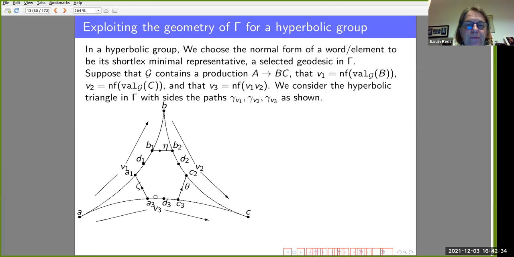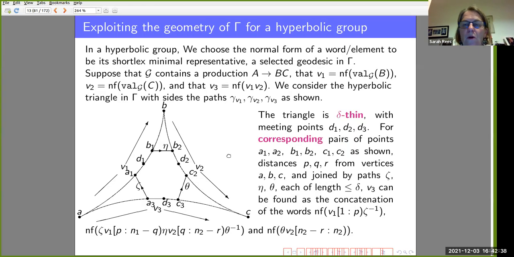Okay, so in that case, what we wanted to do is find the short-lex geodesic V3 that represents the element of the hyperbolic group that is the product of the element represented by the short-lex geodesic V1 and the short-lex geodesic V2. Okay, so we draw this hyperbolic triangle here. And of course, the word V3 is the concatenation of its prefix that goes here from A to A3, followed by its middle section that goes from A3 to C3, and followed by its suffix that goes from C3 here to C. So I haven't told you what any of these letters represent yet.